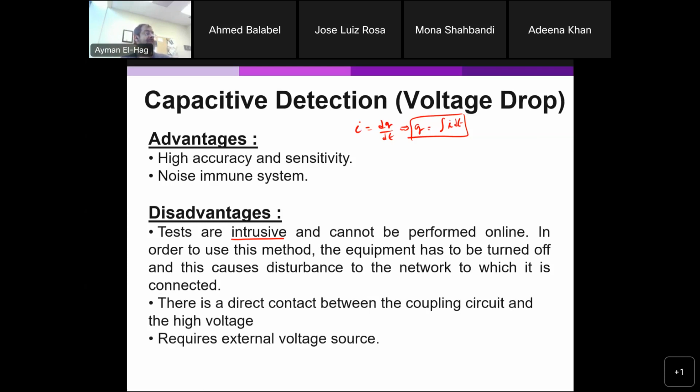It requires an external voltage supply, as I have mentioned. So overall, it is a very expensive test, but we do it at factories or at testing laboratories. We have a very nice, decent partial discharge measuring system here. Also, I will try to prepare another video to talk about this partial discharge measurement system.